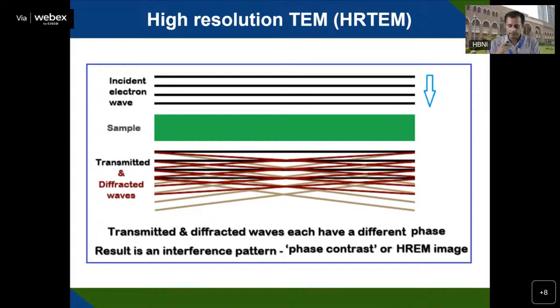You can see this is the incident electron wave and this is the sample surface. After interacting, you have both a transmitted beam and a diffracted beam. If you consider both, you will get this. You can see here that they are in phase here. So they are in phase here, and they are not in phase in this case. So there is the phase. Depending on the transmitted beam and the diffracted wave, each has a different phase, and interference occurs because the direct beam and the transmitted beam interfere coherently, and you are able to get an HRTEM, which is called a phase contrast image.